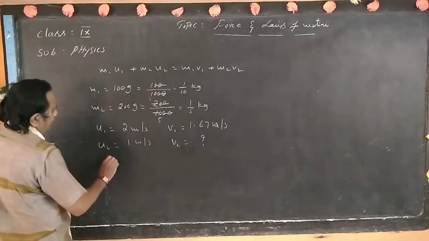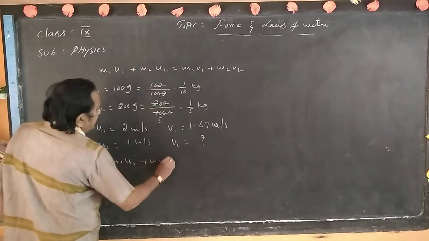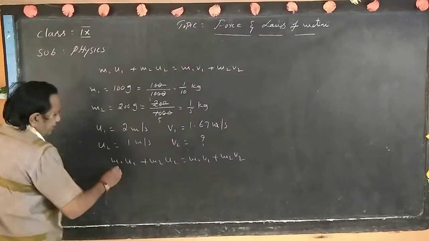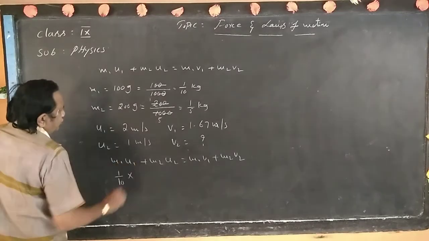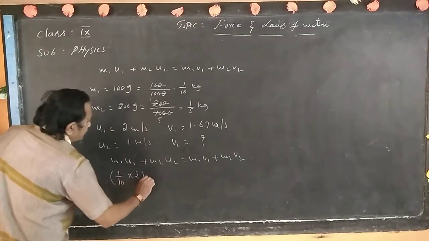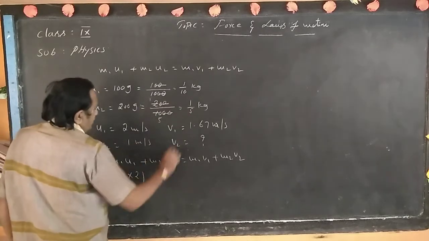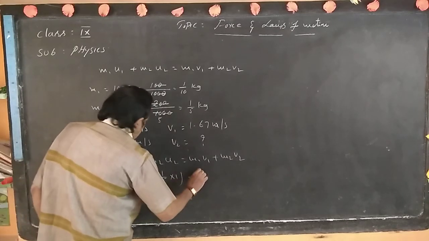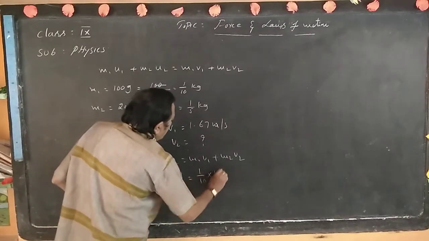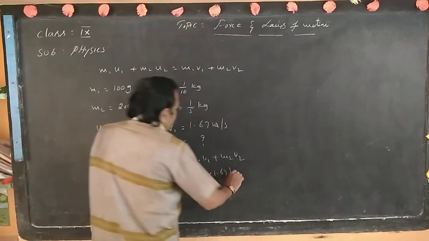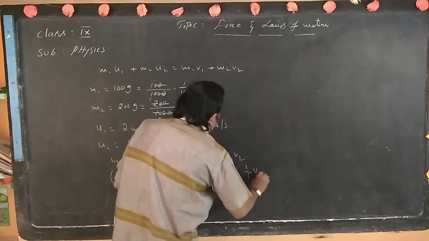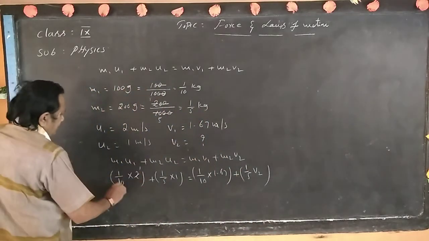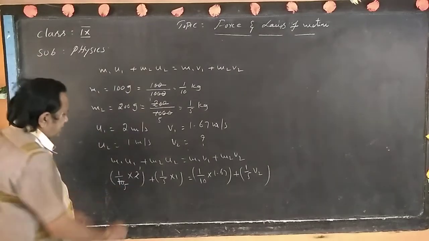Now once again recall the formula: m1 u1 plus m2 u2 is equal to m1 v1 plus m2 v2. Here m1 is 1 by 10 into u1, which is 2, plus m2, 1 by 5, into u2, which is 1, is equal to 1 by 10 into 1.67 plus 1 by 5 into v2, the v2 value I have to calculate. Now what do you get?